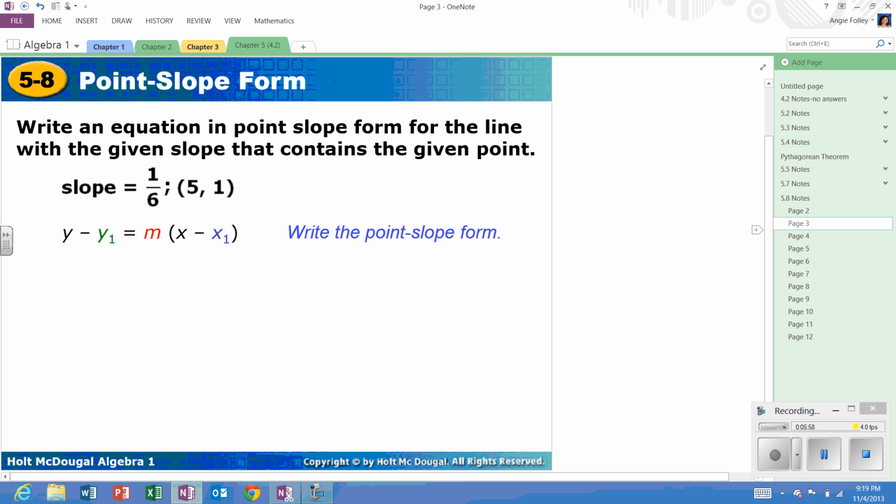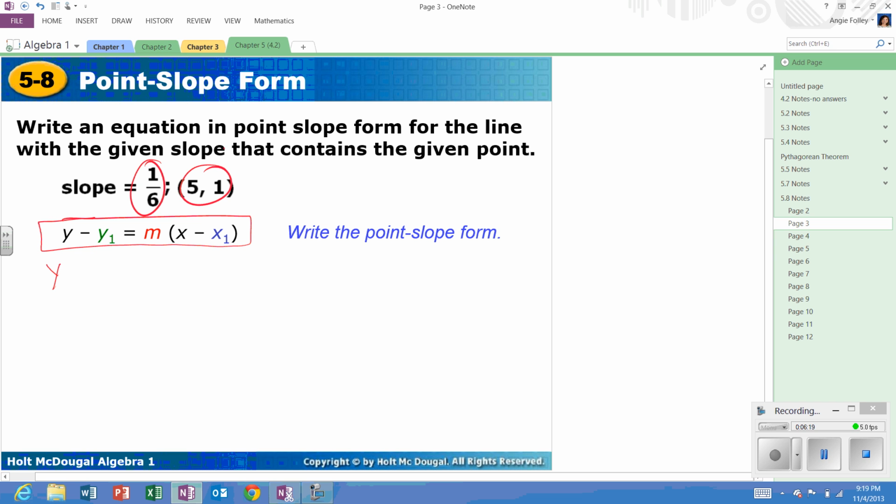They want us to write an equation in point slope form for the line with the given slope that contains the given point. So we're given the slope 1/6 and we're given the point (5, 1). The point slope form is already written for us: y minus y1 is equal to m times x minus x1. And we're just going to plug things in.